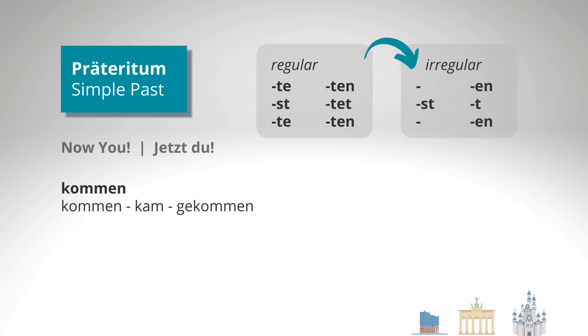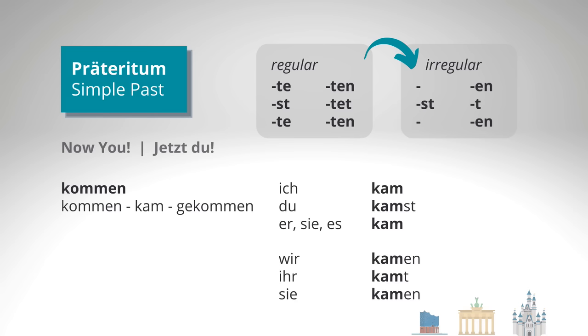The correct solution would be ich kam, du kamst, sie es kam, wir kamen, ihr kamt, and sie kamen. We take the Präteritum form kam and then add the irregular endings. This gives us the forms ich kam, du kamst, sie es kam, wir kamen, ihr kamt, and sie kamen.